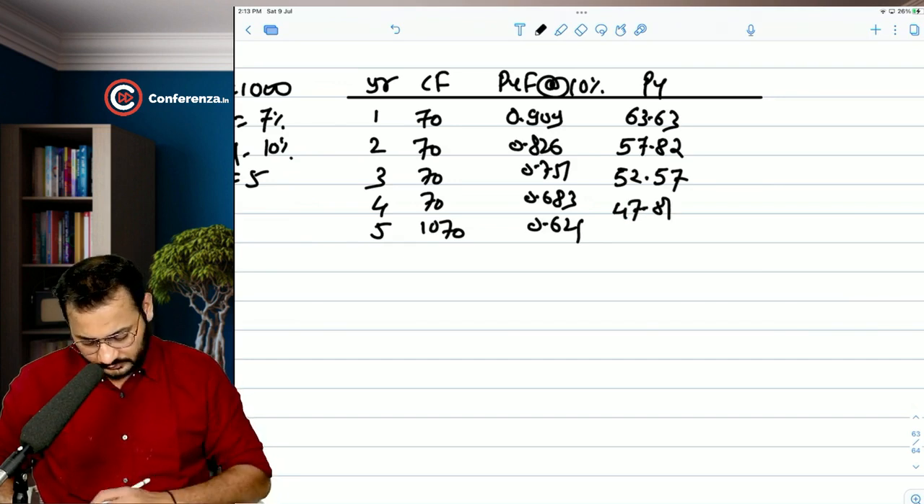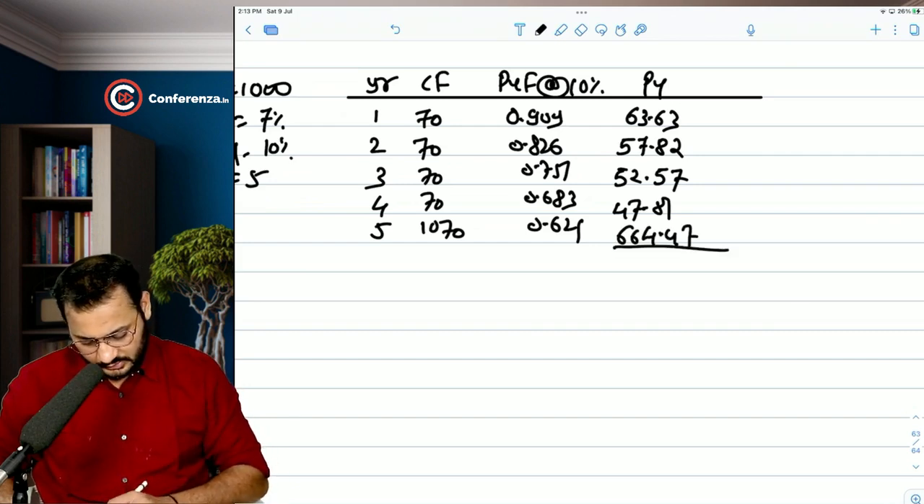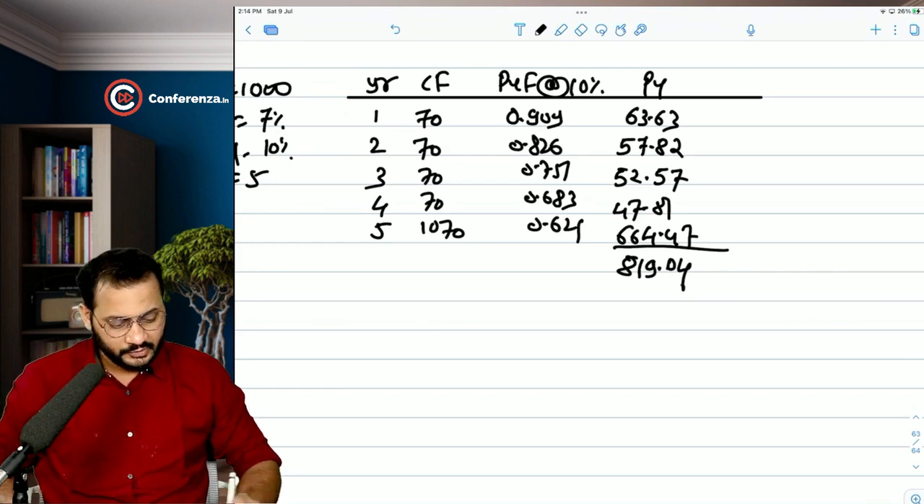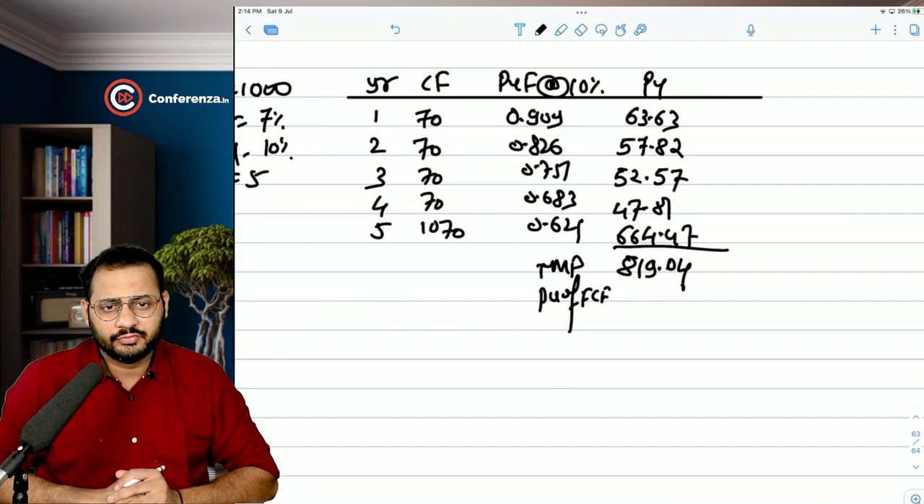47.81, 664.47. Let's do the total of this. That goes to 819.04. So theoretically speaking, this should be the theoretical market price, or we can say the present value of future cash flows. Am I right? 819.04 rupees.